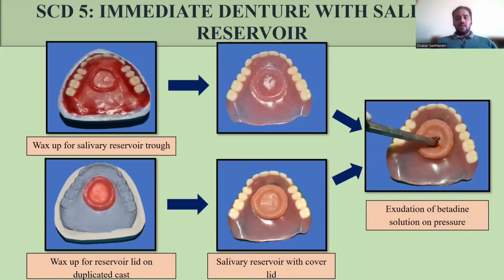So this is the final denture with the lid, and we examined whether the liquid is coming out or not with the help of betadine. When we press the lid with any instrument, like the shank of an instrument, the betadine comes out, which we can appreciate in this picture.